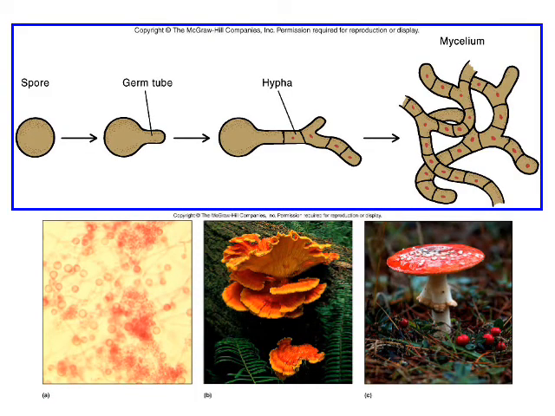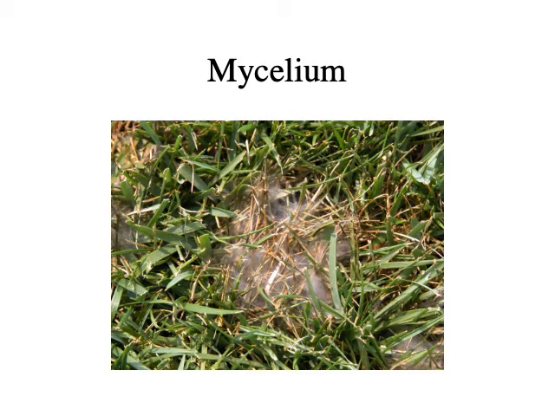So here's kind of a picture. We've got a spore that hatches out, and you can see it forms a cellular branch, which is hyphae. And if those hyphae form a mass, it is a mycelium. And this is actually a picture of a mycelium.